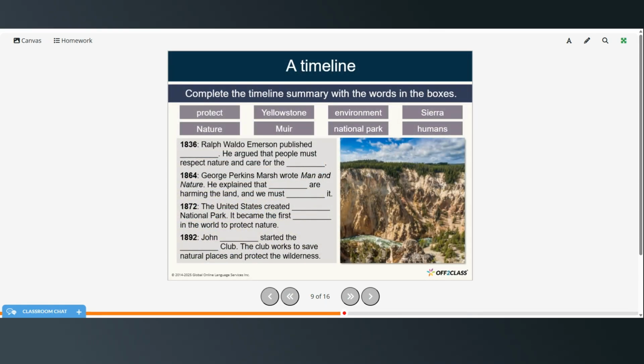All right, so complete the timeline summary with the words in the boxes. Again, you can pause the video, try these on your own, and then restart when you're ready to check your answers.